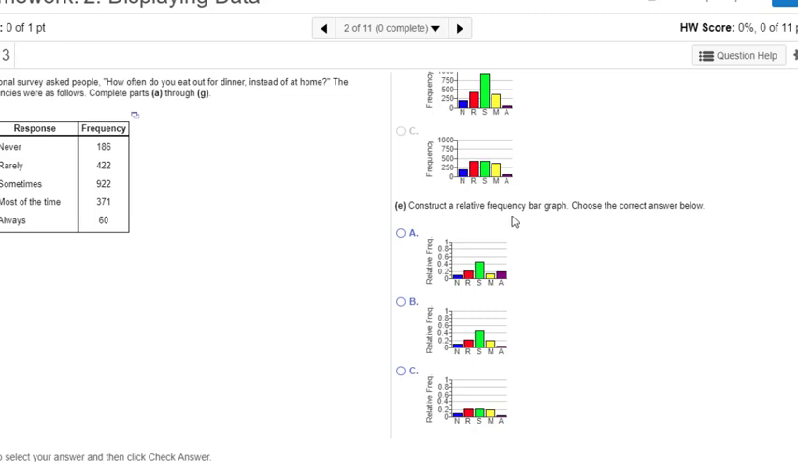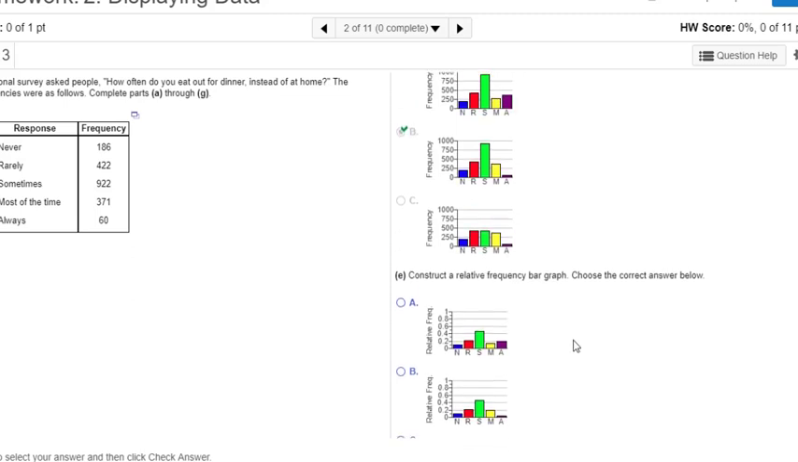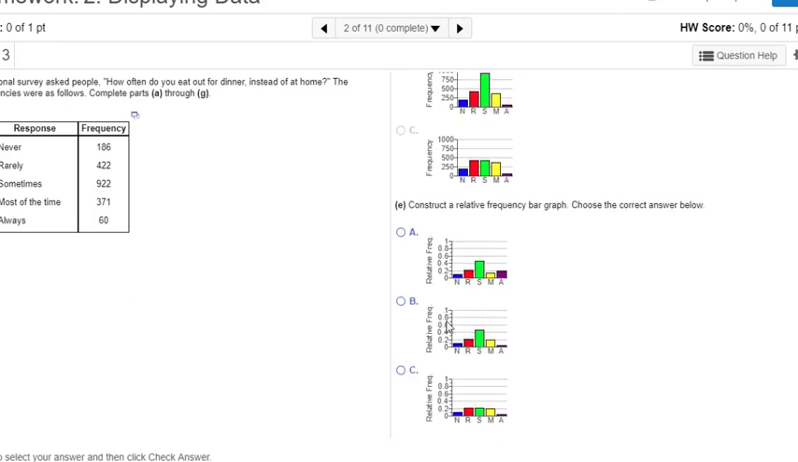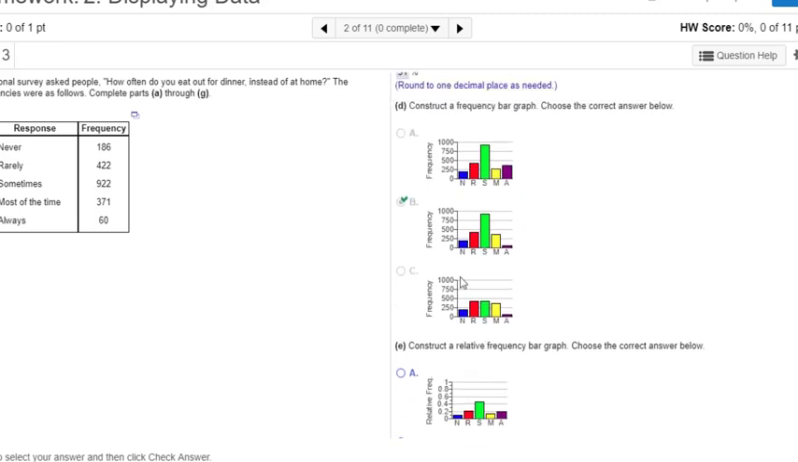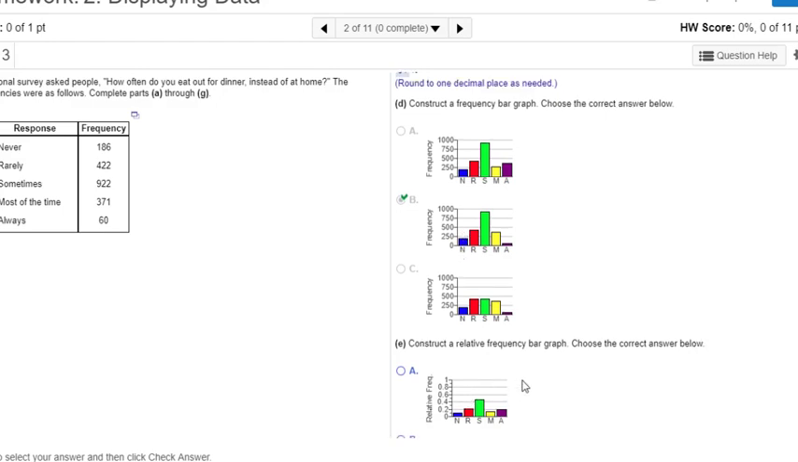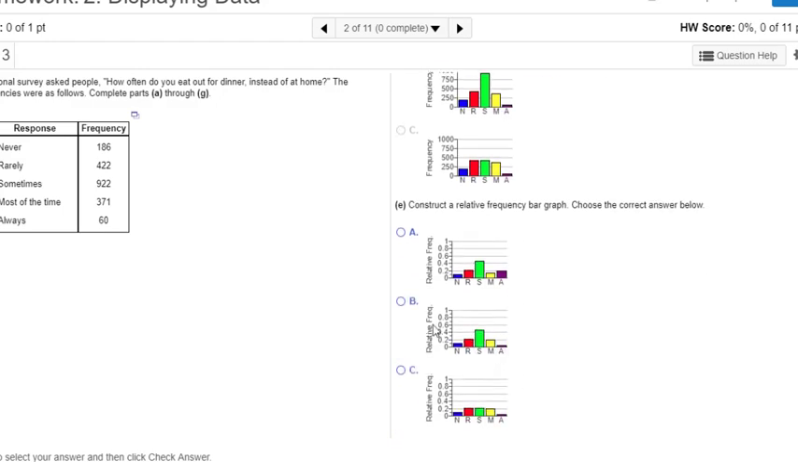Construct a relative frequency bar graph. So the relative frequency is going to have exactly the same shape. Unfortunately, I wish they had scaled this a little bit better than they did. They went ahead and took it all the way up to 100%, which gives you the impression that these graphs actually have different shapes. So the only one this could possibly be is B.